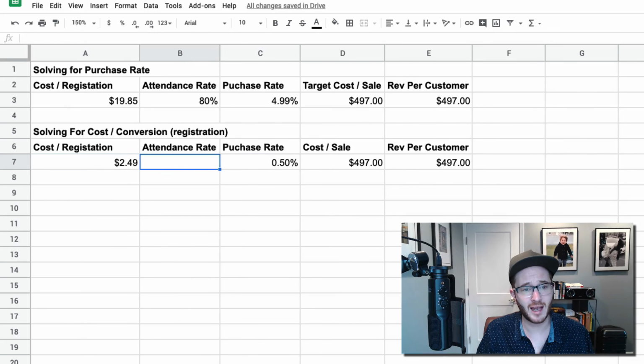But down here, I know now that if I'm going to maintain a 0.5% purchase rate to break even, I've got to get these registrations down to $2.50.